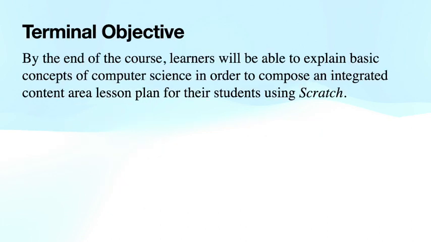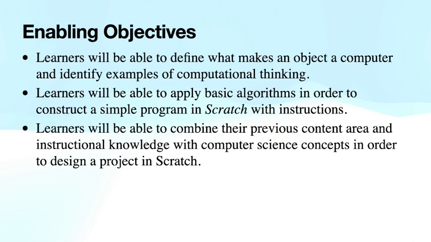The terminal objective for this course is that students should be able to explain computer science concepts in Scratch so that they can create an integrated lesson for their content area. In order to achieve this, learners will have some enabling objectives. Learners will be able to define what makes an object a computer and identify examples of computational thinking. Learners will be able to apply basic algorithms in order to construct a simple program in Scratch with instructions. Learners will be able to combine their previous content area instructional knowledge with computer science concepts in order to design a project in Scratch.